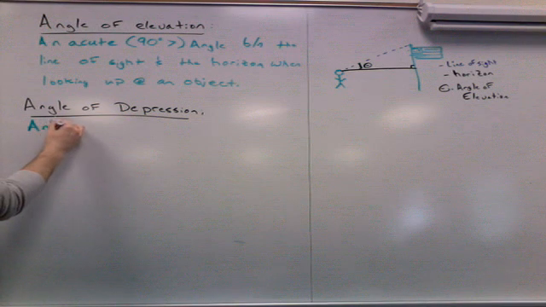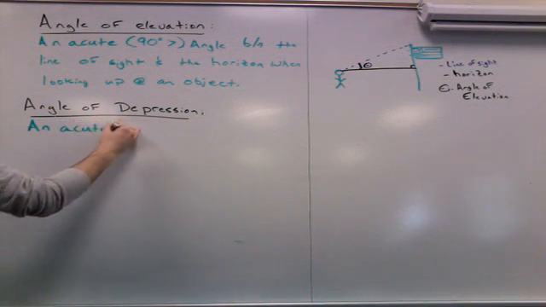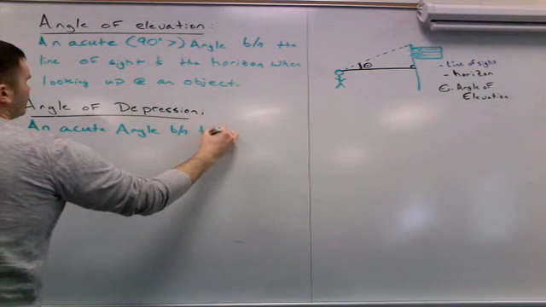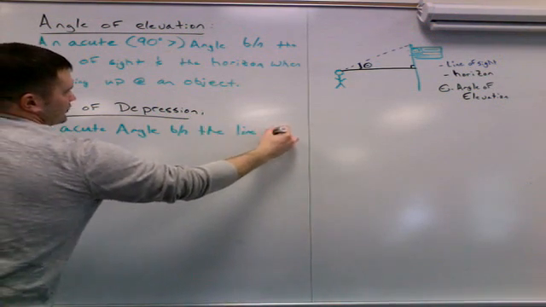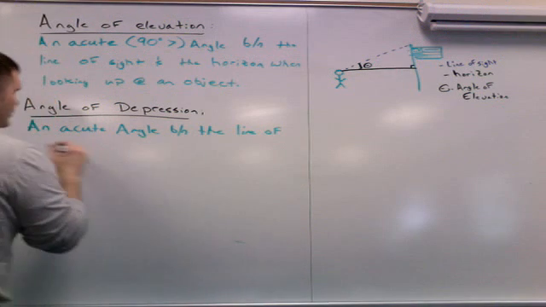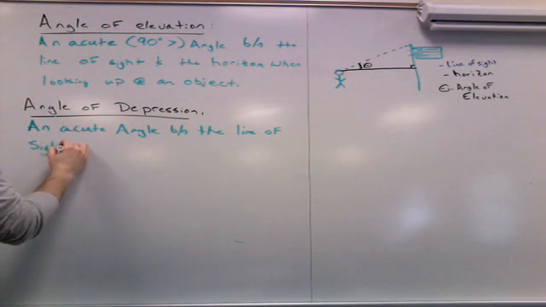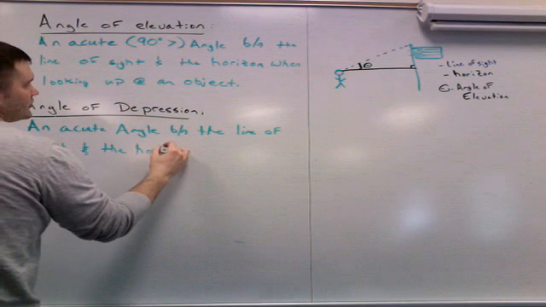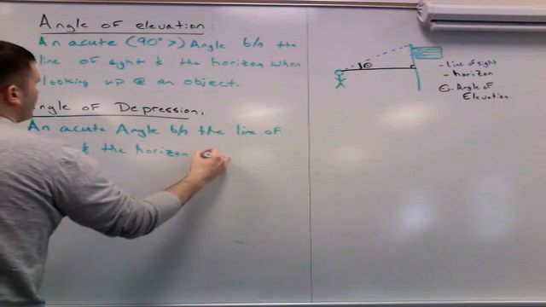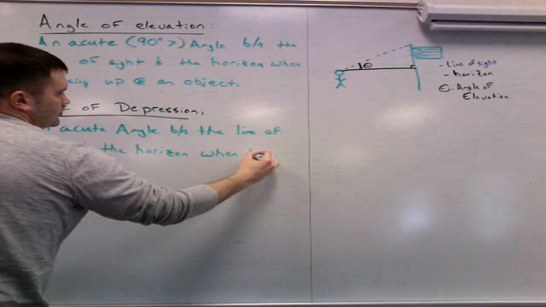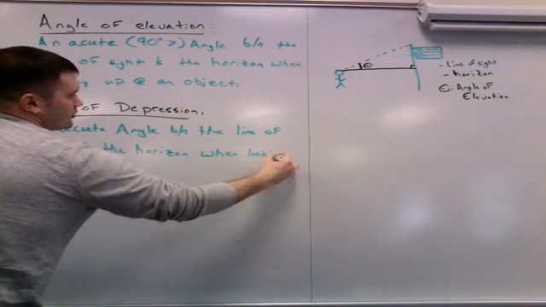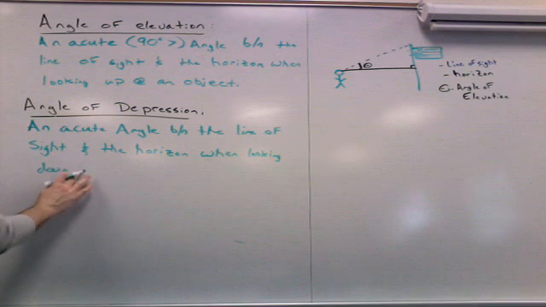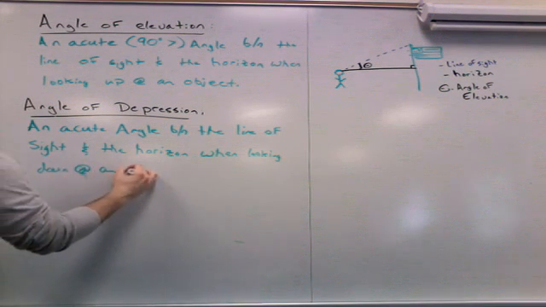So it's an acute angle between the line of sight and the horizon when looking down. Oops, that's 'and', not 'at'. Between the line of sight and the horizon.